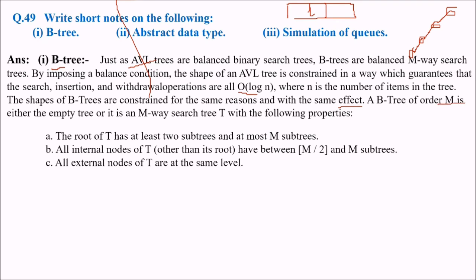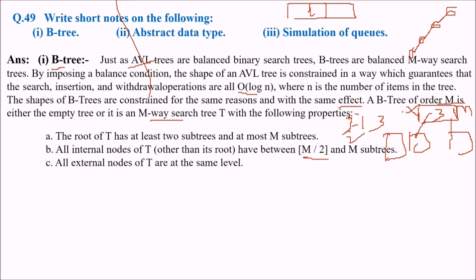A B tree of order m is either the empty tree or it is an M-way search tree with certain properties. The properties are like this. The root of T has at least 2 subtrees and at most m subtrees. So at least means this will have at least two subtrees, or if this is an M-way tree, say m is 3, it can have 3 subtrees. All internal nodes of T, other than the root, have between m by 2 and m elements. So for m equal to 3, it will have 3 by 2 to 3 elements. Okay, so it will be between 1 and 3. 3 by 2 is 1 only. So it will be 1 and 3.